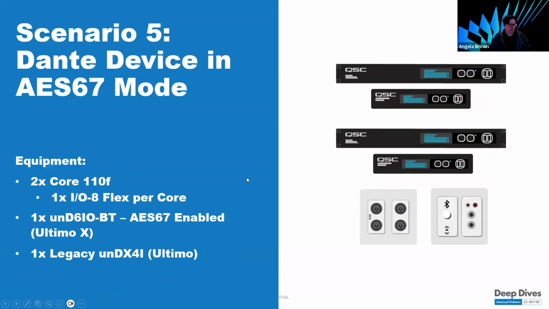All right, moving on. Now we're going to start getting into some scenarios where we are in fact combining Dante, AES67, Q-LAN, or as I like to call it, the real world, where you're going to have all of these things on a network, and you need to be able to actually understand all of these things.